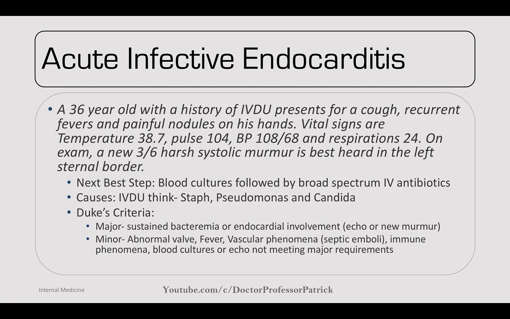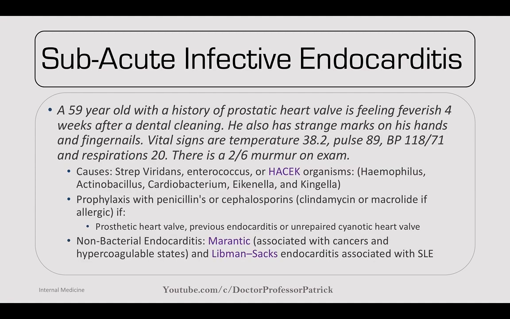And then the minor criteria are an abnormal valve, so history of some type of valvular defect, fever, vascular phenomenon like septic emboli, immune phenomenon like the Osler's nodes, or blood cultures or echo that is not meeting major requirements. So changes that are not quite sustained bacteremia or a new echo plaque. So now subacute infective endocarditis.